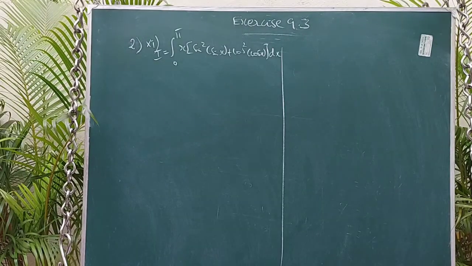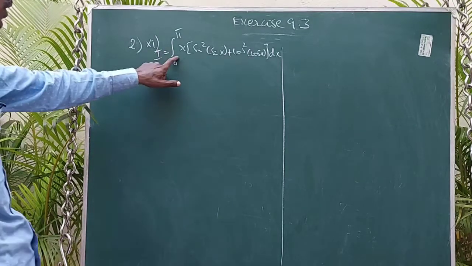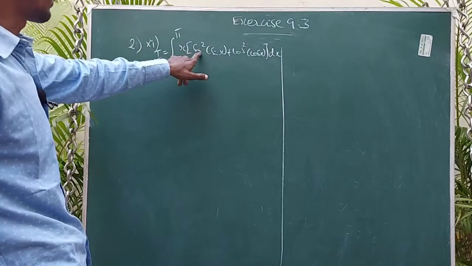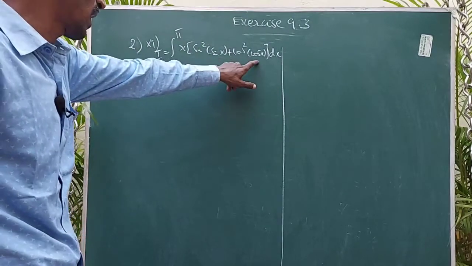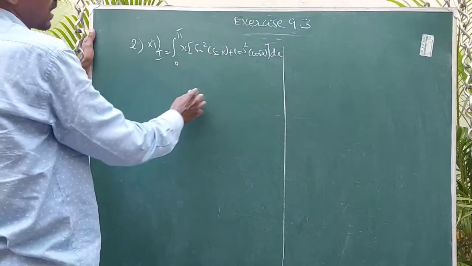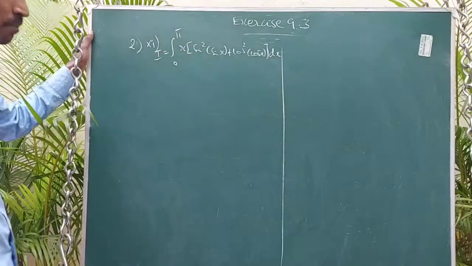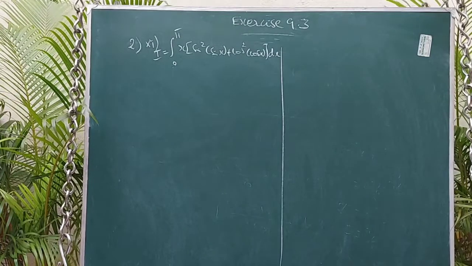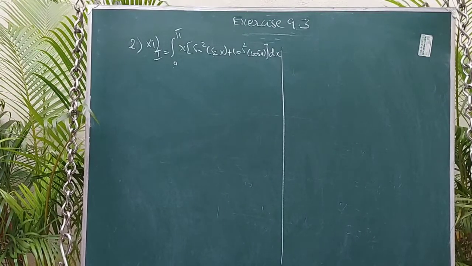My dear student, subdivision 11 in question number 2, exercise 9.3. The question is: evaluate the integral from 0 to pi of x into sin square of sin x plus cos square of cos x into dx. So again it is of the form x into f of x, integral 0 to 2a format. Property number 12, my dear student, already we used this one.